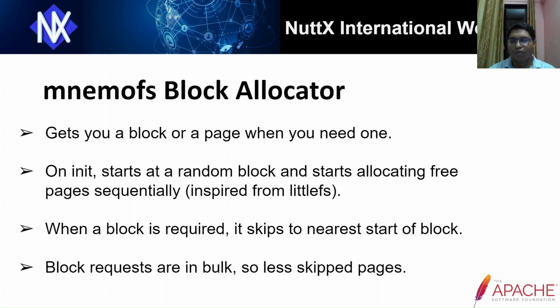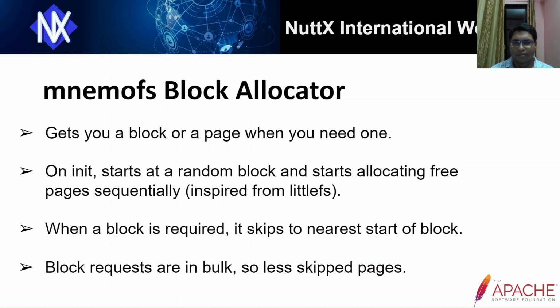So let's move on to the block allocator. The block allocator gives you a page or a block when you need one. If you want a block, it skips pages to the nearest available block, and then it gives you that block. The block allocator starts during initialization at a random block, and it sequentially allocates free pages or blocks in a cyclic manner. This is inspired from LittleFS.